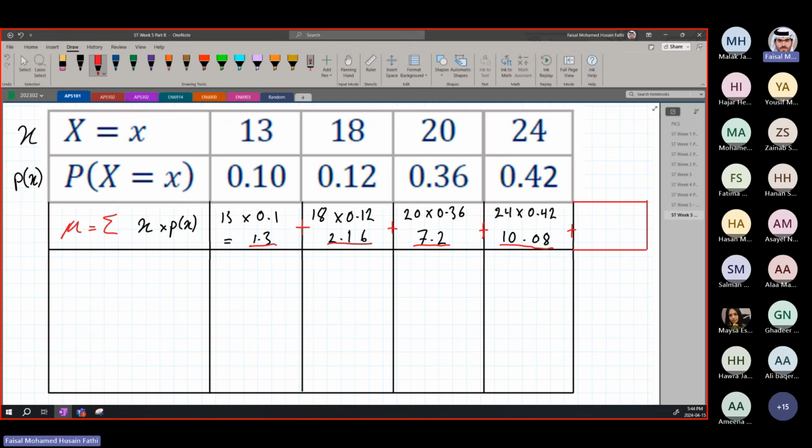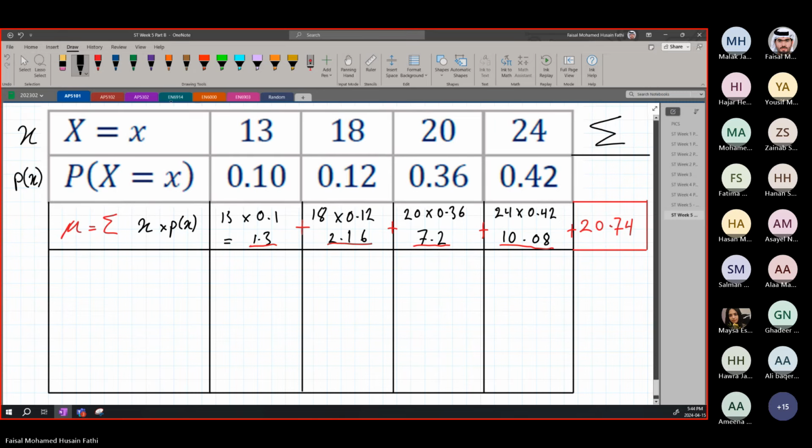This is going to be 20.74. And this is your mean. All right? Usually how I would draw this is I would write my sigma up here. I'll add an extra table slot and write sigma. And I know that the first one, when you add all of these up, has to give me 1. So this is just for the probability.